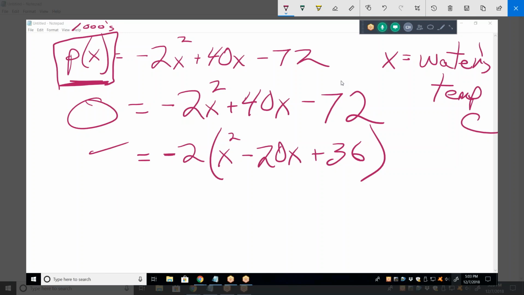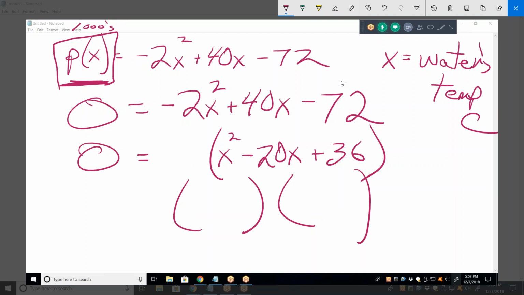Okay. Now notice I can divide both sides by negative 2. Totally gets rid of that. Okay. Now, I can solve this by factoring. How do I factor that? I mean, I think I can.